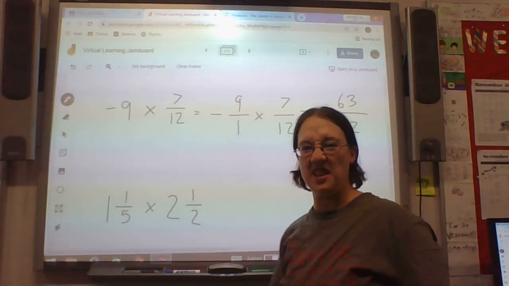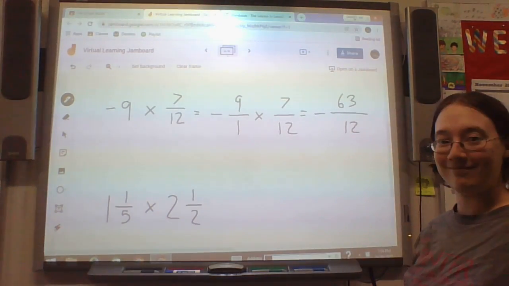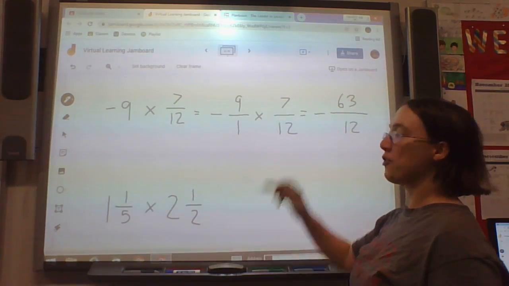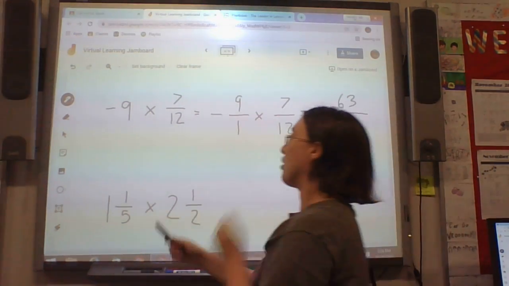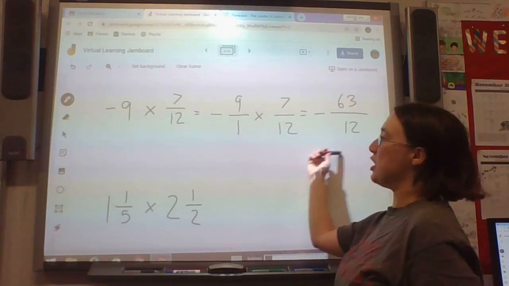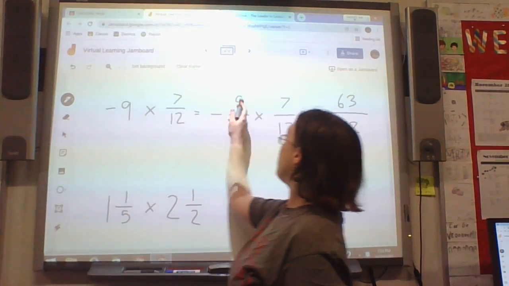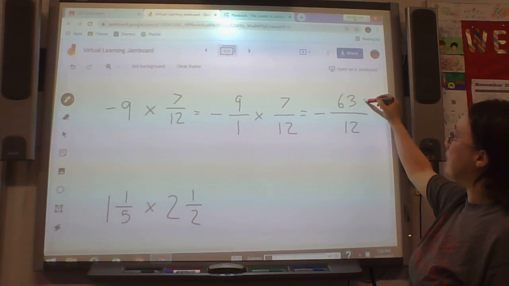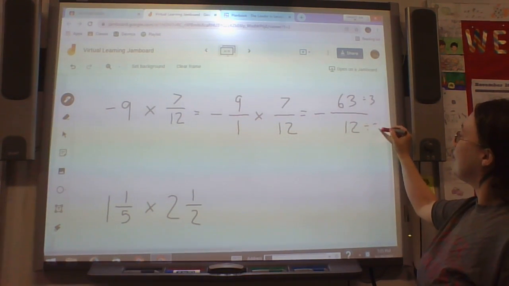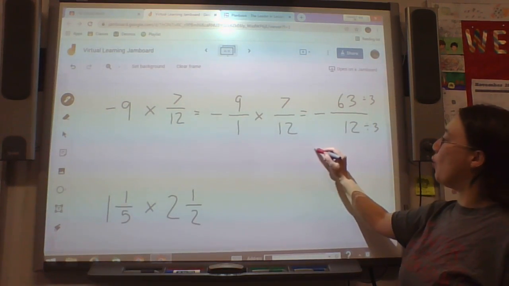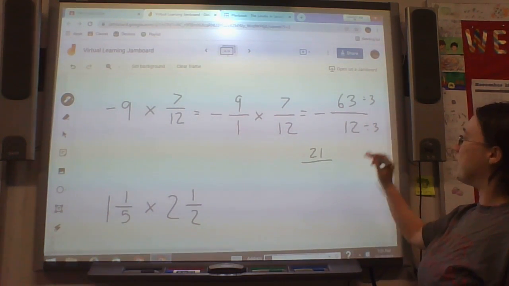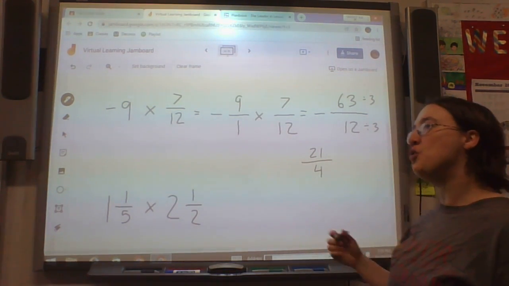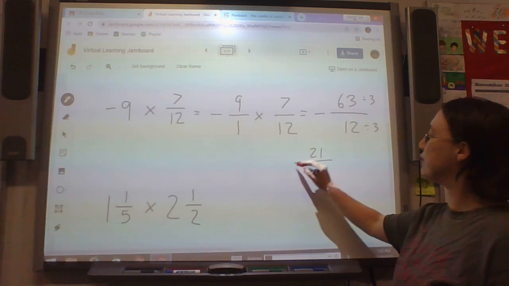What goes into 63 and 12? And if you're stuck looking for things that go into your numbers, a good place to look is back where we started. So we may not know what goes into 63 and 12, but I bet we can figure out what goes into 9 and 12. So 3 goes into both 9 and 12. So we're going to divide those both by 3. 63 divided by 3 gets you 21. And 12 divided by 3 is 4. So you don't have to turn it into a mixed number, but we do want to simplify it if we can, and that negative just needs to not disappear.